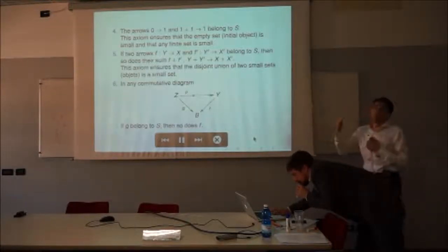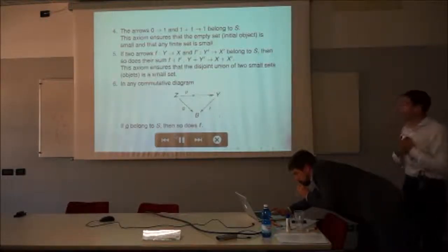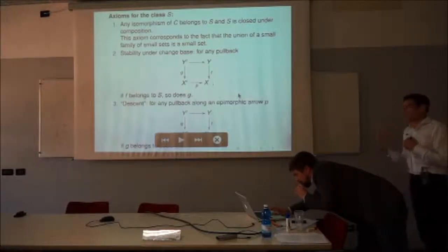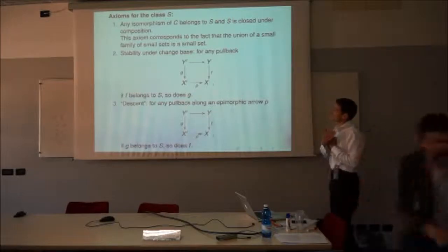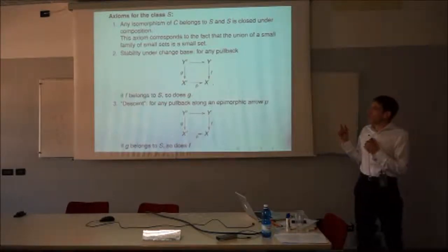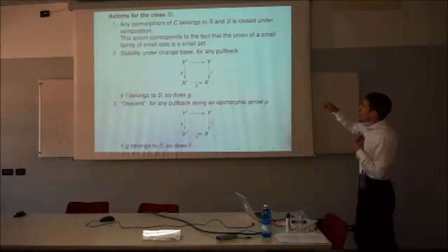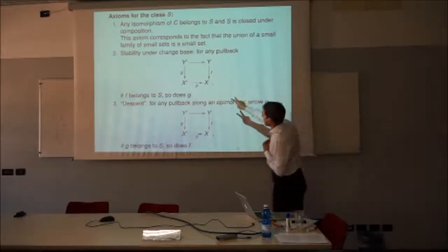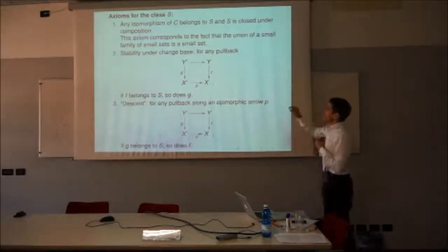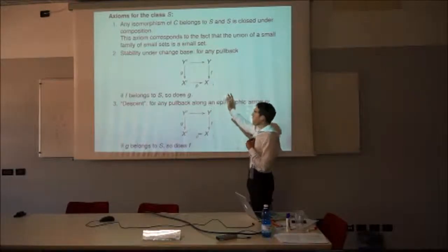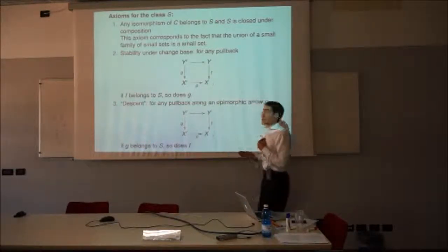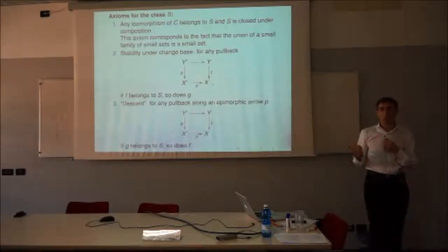When I say small set, I mean small object. Sorry. So a set in the algebraic set theory reconstruction of sets. Now the second axiom is stability under change of base. So if you have a pullback like that, if F belongs to S, so if F is a small map, the pullback of F, G, is also a small map.